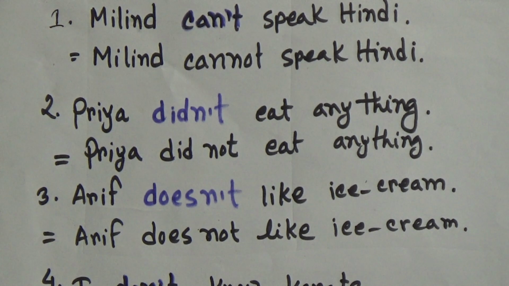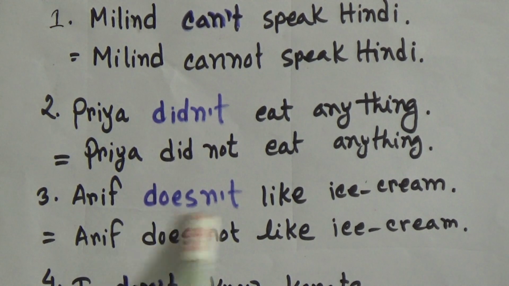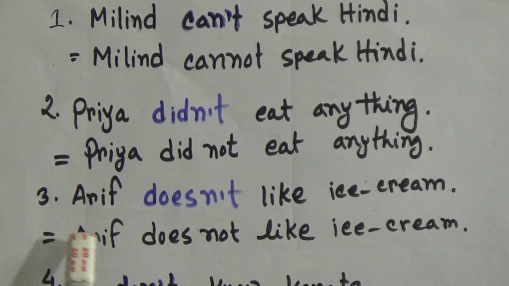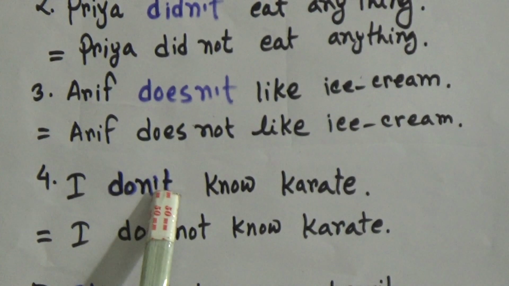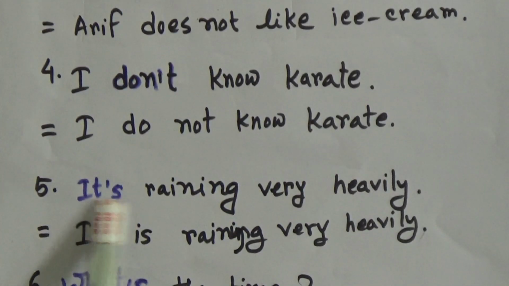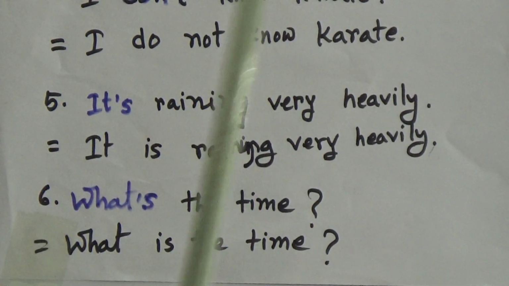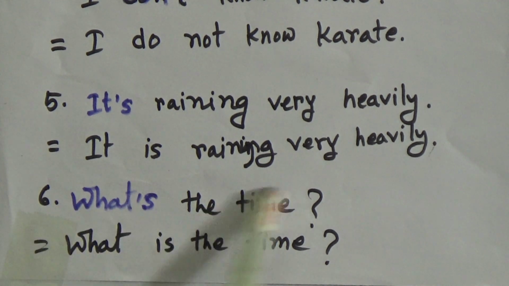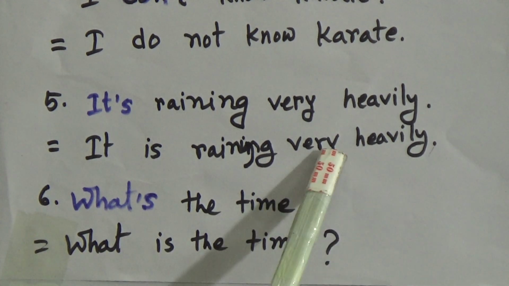Number 3: Arif doesn't like ice cream. Doesn't is the short form; the long form is Arif does not like ice cream. Okay. Now, I don't know karate. Don't, you have to write do not. Number 5: it's raining very heavily. It is raining very heavily. Number 6: what's the time. Here there will be: what is the time.